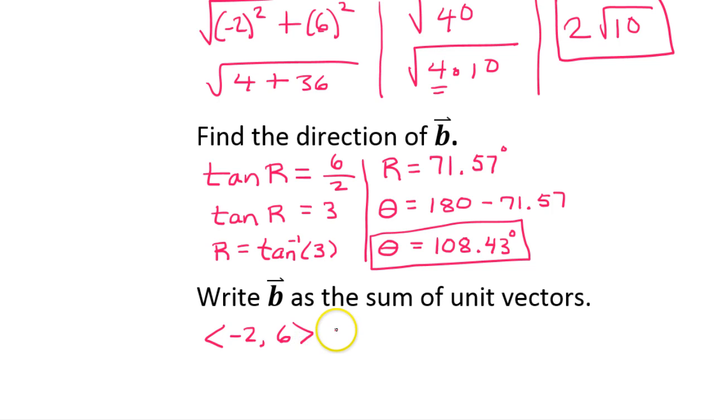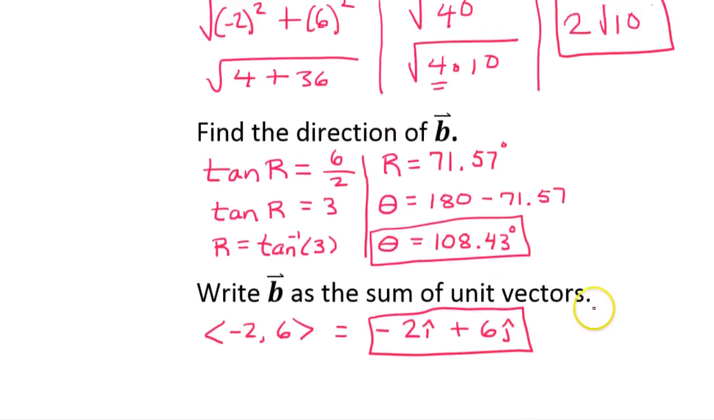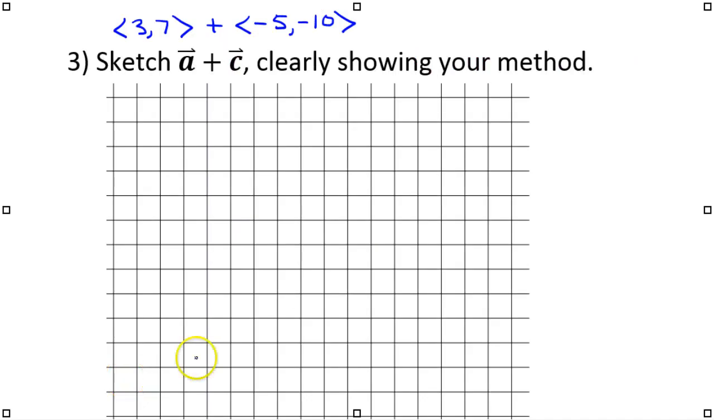Okay, that's component form. So as a sum of unit vectors, this would simply be negative 2 times the unit vector i plus 6 times the unit vector j. These little hats mean unit vector. It's just that easy. Okay, so it looks like that's it for number 2.